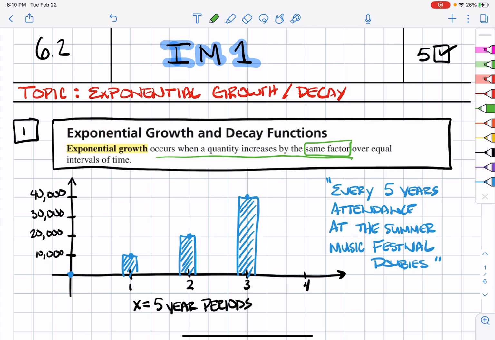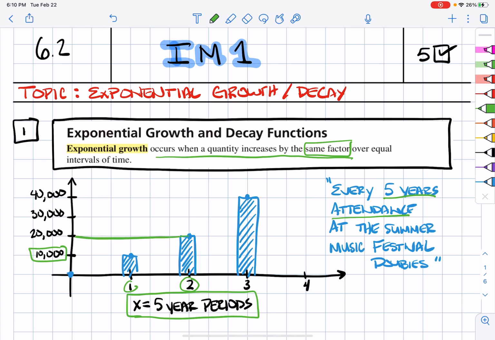For example, let's say we know that every 5 years, attendance at a summer musical festival is going to double. If we wanted to graph this out, if X was a 5-year period, and in the first 5 years we had 10,000 people attend, then in the second 5-year period we've got 20,000 people that have attended. So in a time of 5 years, we have doubled our attendance. And if we do another 5 years, you can see that we would end up over here at 40,000 people.